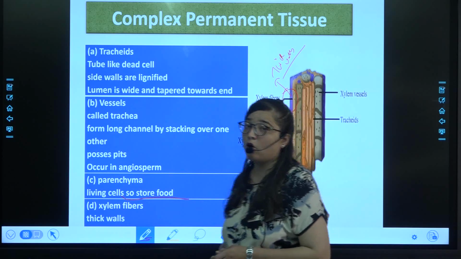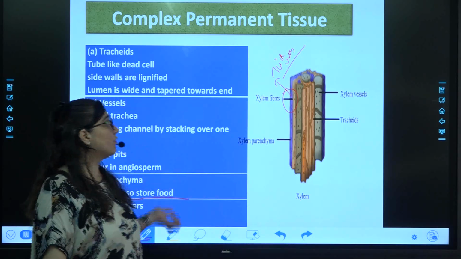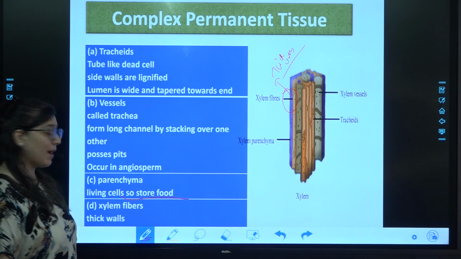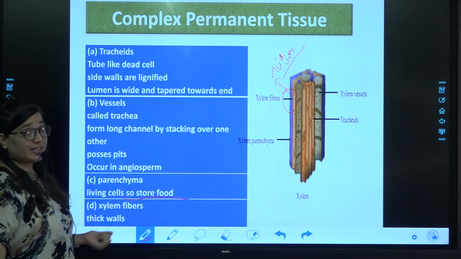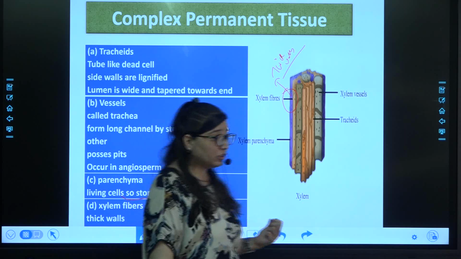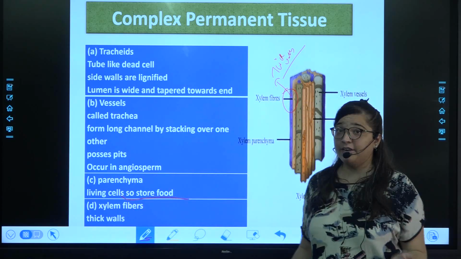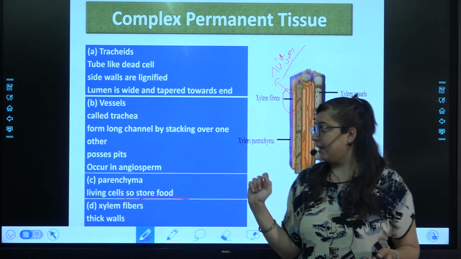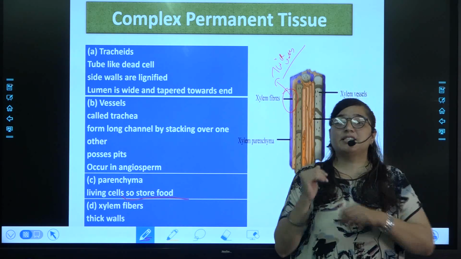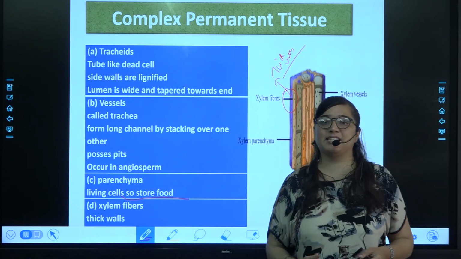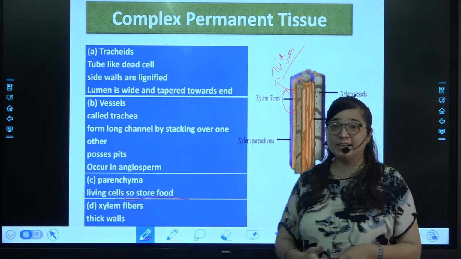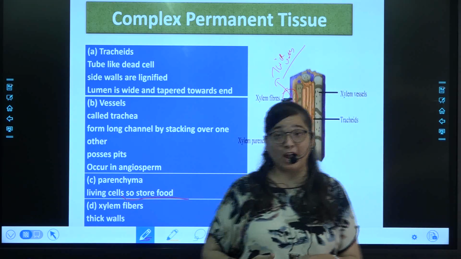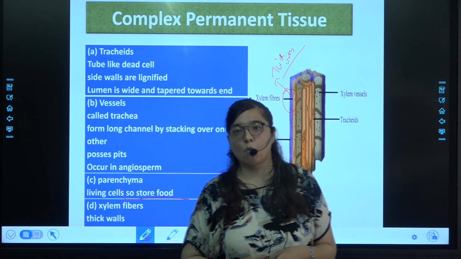Once again, let us have a quick look at all the four parts of the complex permanent tissue: tracheids, vessels, parenchyma and xylem fibers. Tracheids are tube-like dead structures. The side walls are lignified while the lumen is wide and they are tapered towards the end. Vessels are stacked one above the other and they are possessing pits. Parenchyma are living tissues which are storing food, while xylem fibers have very thick walls.